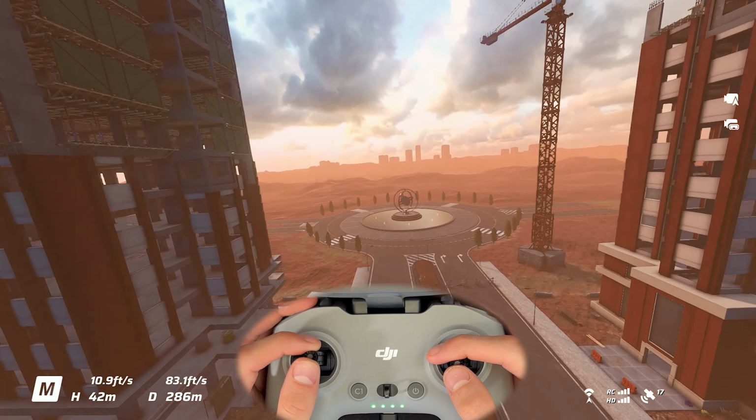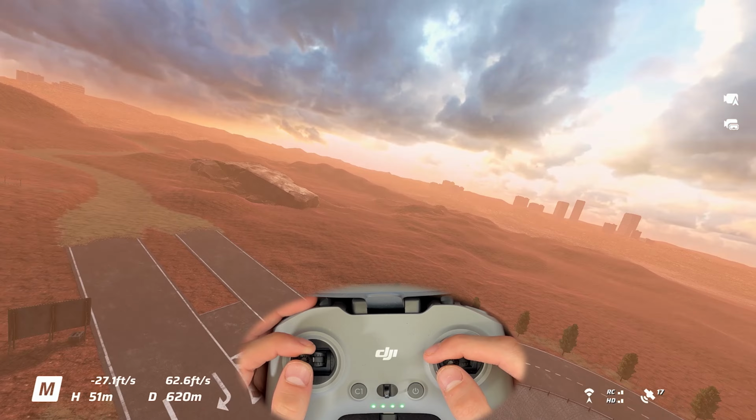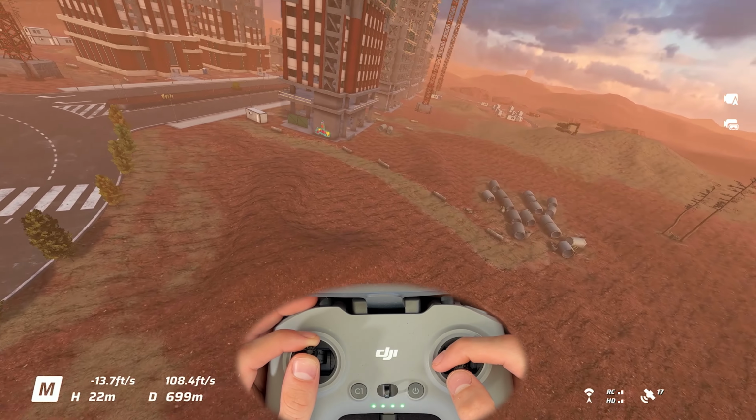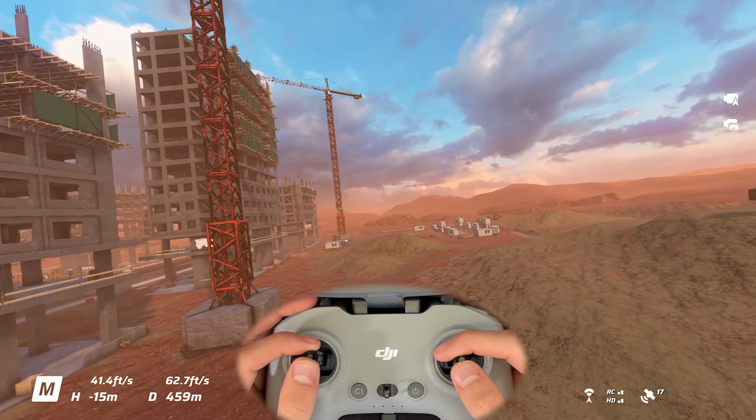Now, I'm going to show you full stick deflection on pitch right here. So that's full stick deflection. Now this is full stick deflection on the roll axis. There you go. See, it's not that fast.